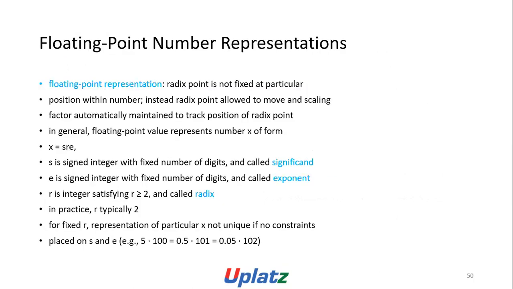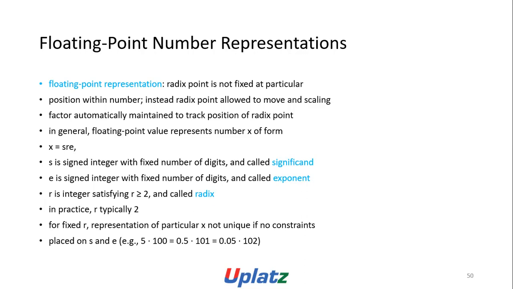In floating point number representation, the radix point is not set at a particular position within the number. Instead, the radix point is allowed to move, and a scaling factor is automatically maintained to track the position of the radix point. In general, a floating point value represents a number x of the form s times r to the power e, where s is a signed integer with a fixed number of digits called the significand, e is a signed integer with a fixed number of digits called the exponent, and r is an integer satisfying r greater than or equal to 2, called the radix.